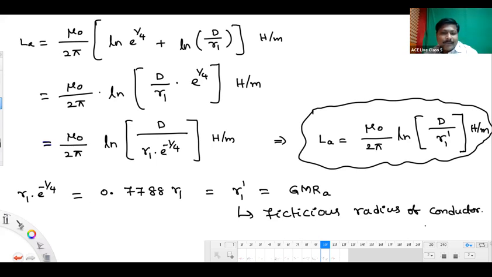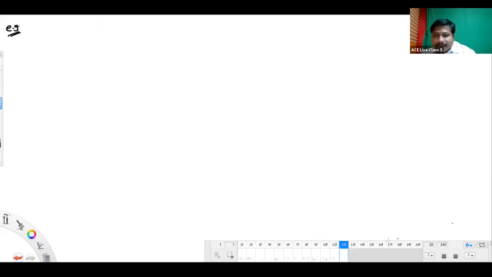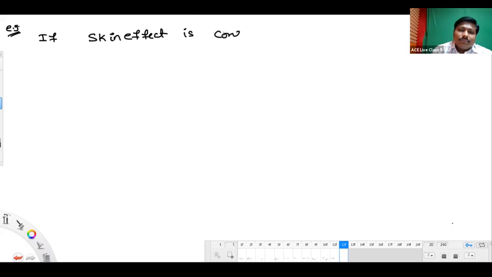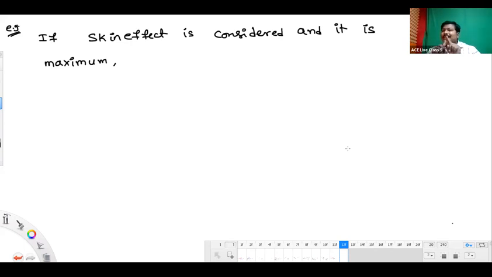Let me write. It is a bit important question, particularly in objective examination sometimes. Just listen. If skin effect exists, or is considered, and it is maximum, then we don't have any current inside the conductor. No current exists inside the conductor.